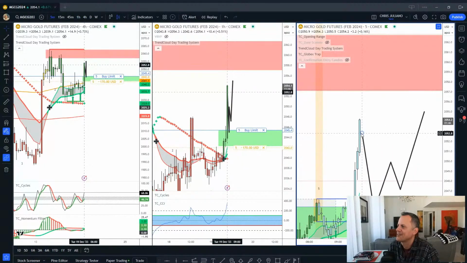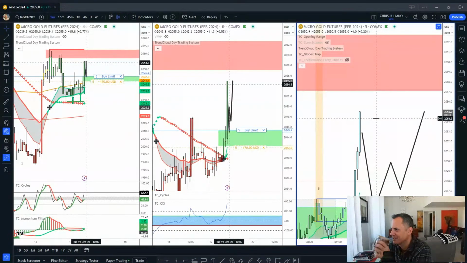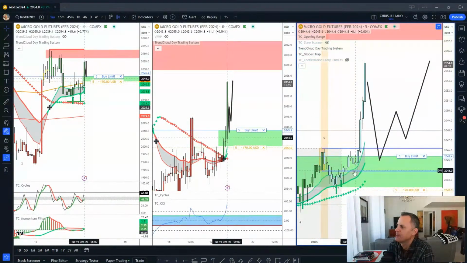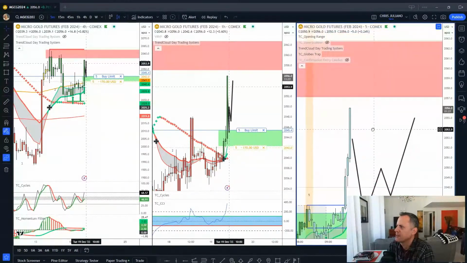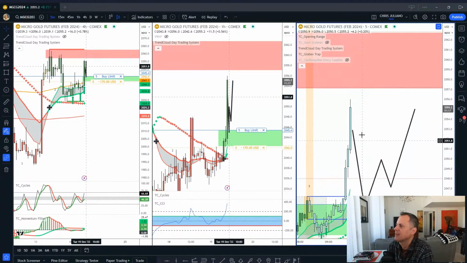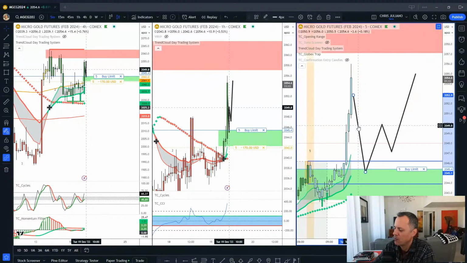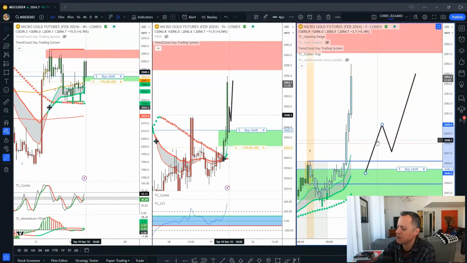Yeah, buddy, good Lord. Gold has taken off. Blast off. Nice trend cloud signals to the upside. Holy moly, look at this thing go. Gold is just taking off to the upside here. This would be a great scenario for the retest of that opening range.